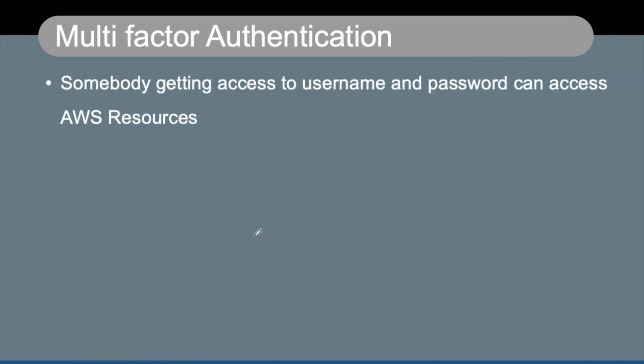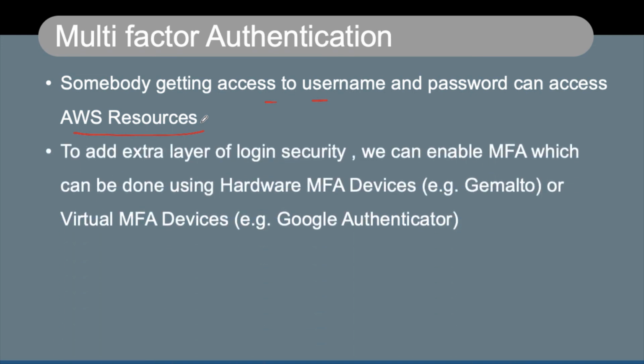Multi-factor authentication. Somebody getting access to the username and password can access your AWS resources. So sometimes it can be dangerous if somebody steals your username and password, and they can do whatever they want in the AWS resources. To avoid this, what we do is we just add one extra layer of login security, and we enable MFA, which can be done based on some hardware MFA devices called, for example, this is Gemalto, and we can also do it by virtual MFA devices, that is Google Authenticator.